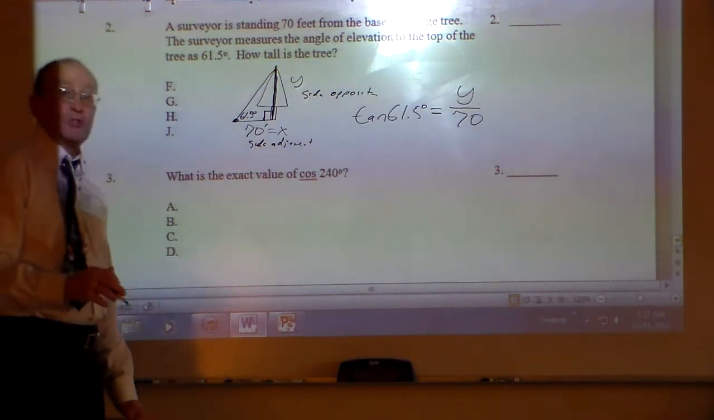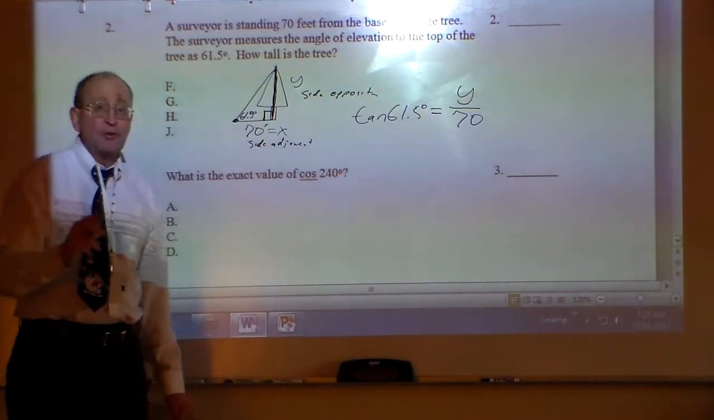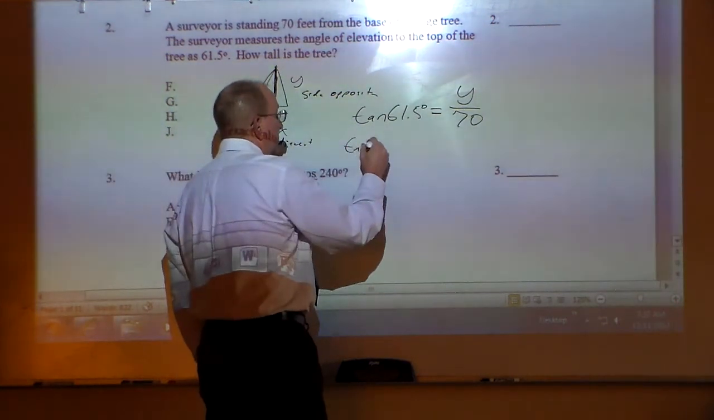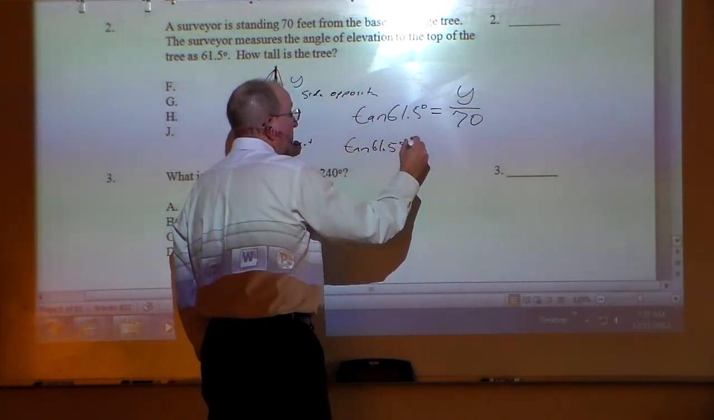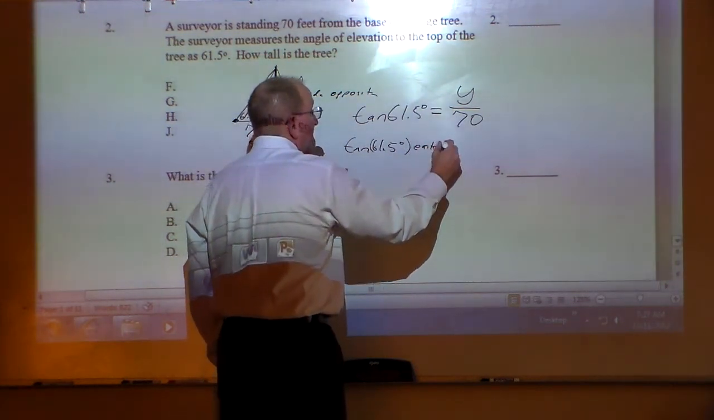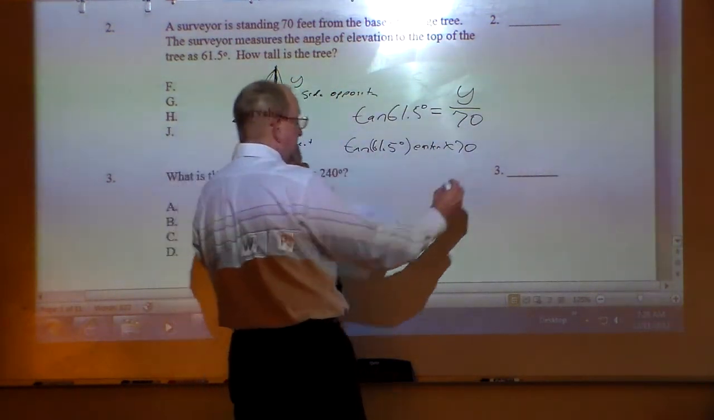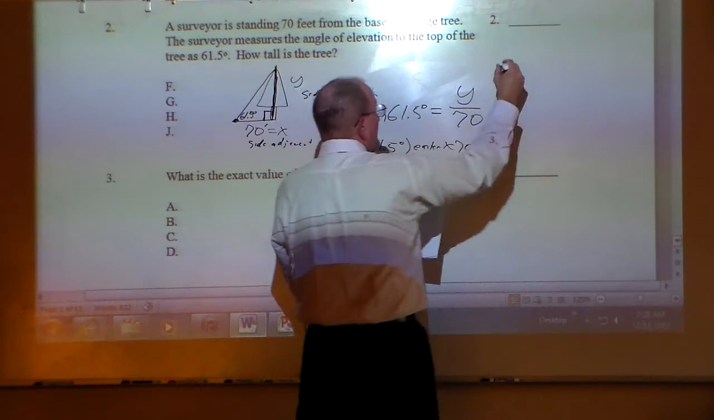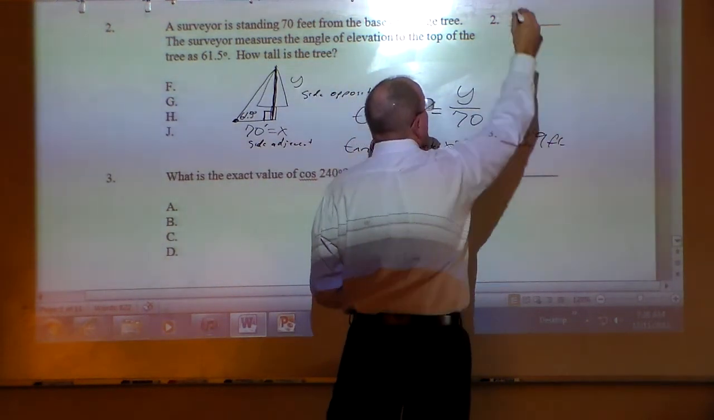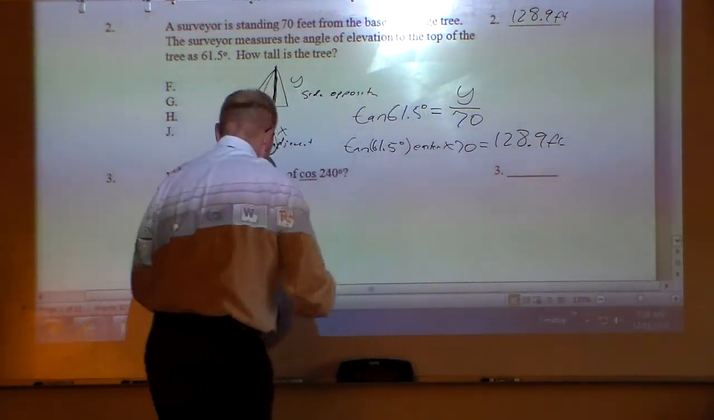All right, now I'm going to go to my calculator. First off, check your calculator and make sure the mode is in degrees. Remember, these calculators can be flipped back and forth when people are using them. Simply type in tangent, 61.5 degrees. I usually close it off and hit enter. Then whatever that number is, multiply it by 70. That will give me the height to be 128.9 feet. So the answer to number 2 is 128.9 feet.